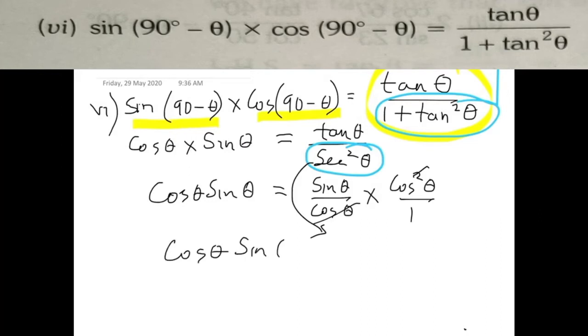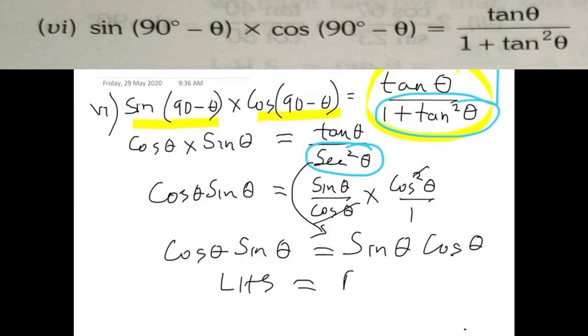So in the left hand side also you have cos theta into sin theta, and on the right hand side also you have sin theta cos theta. It really doesn't matter the order because they are multiplying. Cos theta into sin theta is same as sin theta into cos theta. So therefore now we can say left hand side is equal to right hand side.